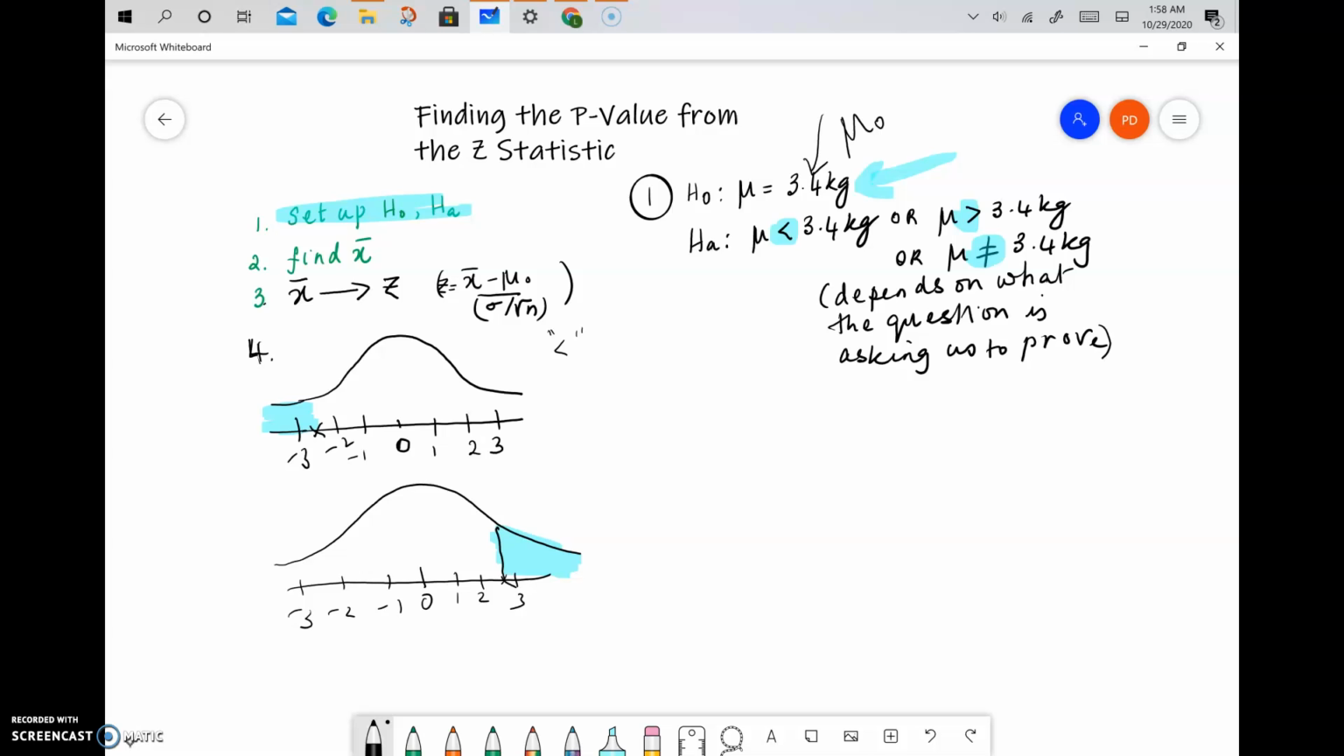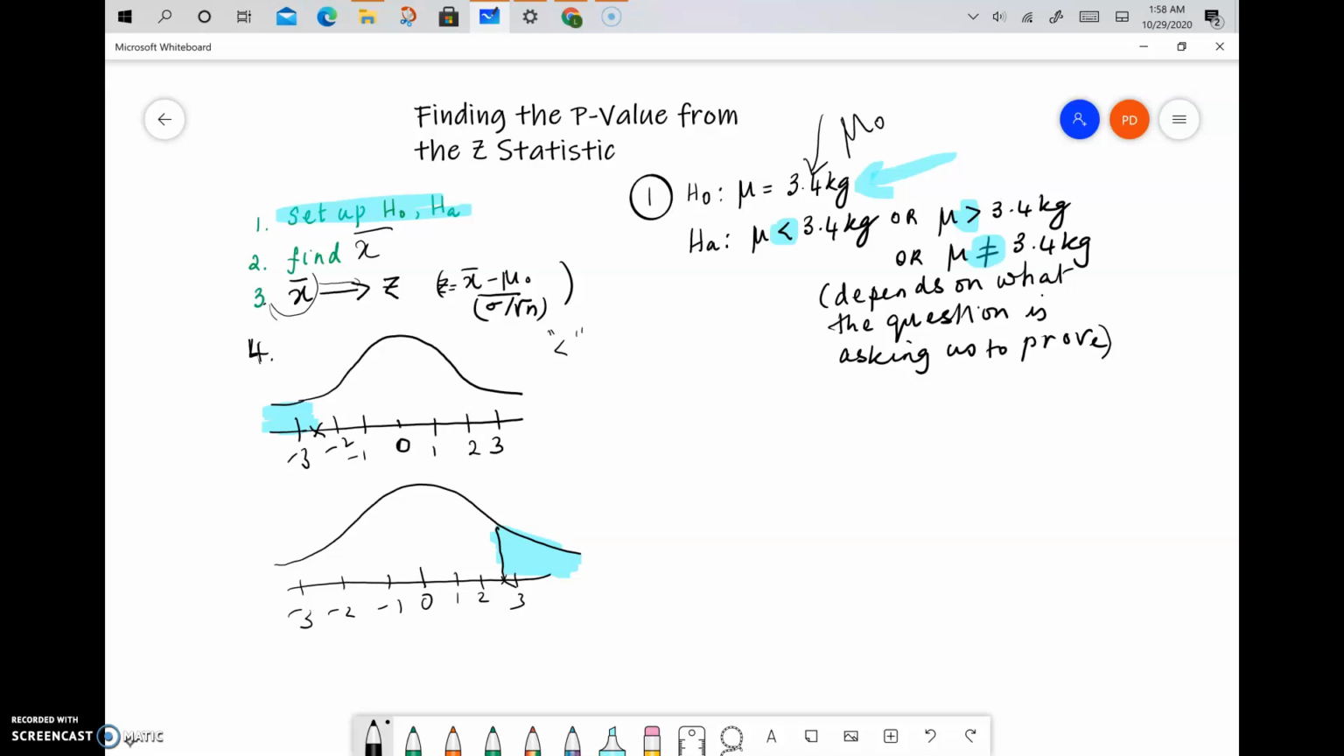So the next step is we find x bar from the sample of measurements. The x bar is then converted to its z-value on the sampling distribution using the formula z equals x bar minus mu O divided by sigma over radical n. Once this is done, we've converted the x bar into its standard normal form. So we've standardized x bar.